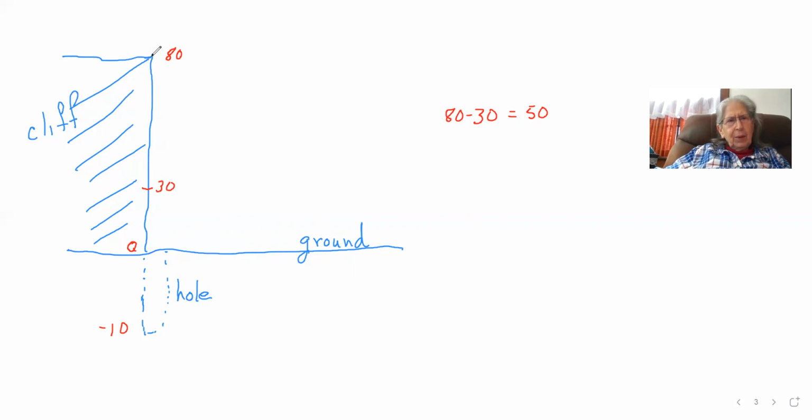And then if we want to do 80 down to minus 10, we'd say 80 minus a minus 10. Clearly, minus a minus is a plus. 80 plus 10 will give us 90 feet. So from the top of the cliff to the bottom of the hole is 90 feet. Like you can see from the picture, this is 10 feet, that's 80 feet, that makes 90. Let's go to the fourth story.